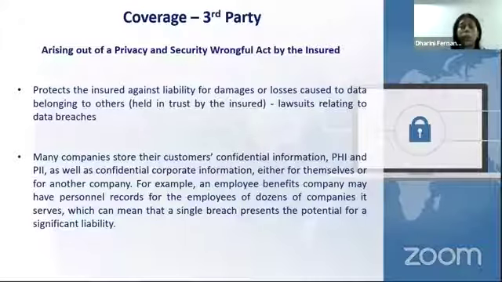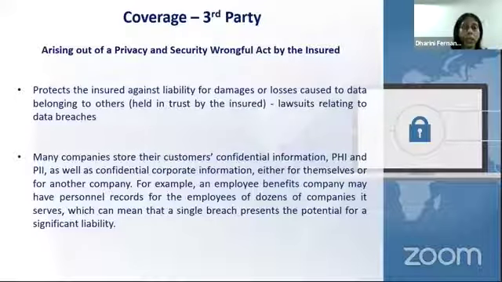So many companies, especially insurance, banks, hospitals, hotels, have information, and anybody holding confidential customer information, let's say like an employee benefits company. They have personal records of employees of many companies. So one single breach or one single hack presents a huge potential for a significant amount of liability, with customers suing various companies at any given event or situation.